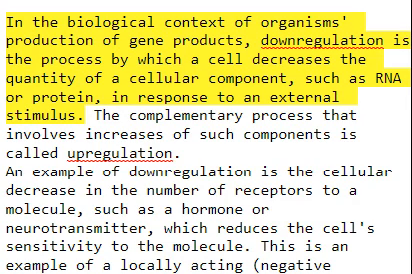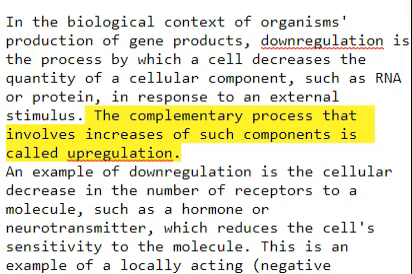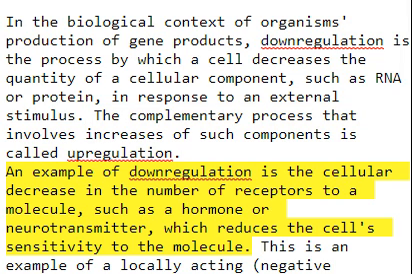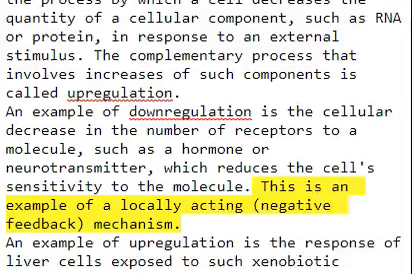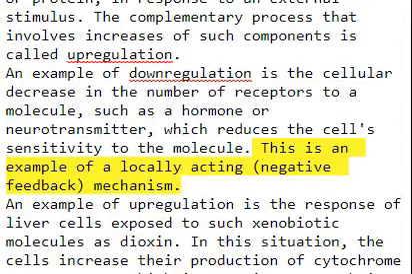Mechanisms by which a cell decreases the quantity of a cellular component, such as RNA or protein, in response to an external stimulus. The complementary process that involves increases of such components is called upregulation. An example of downregulation is the cellular decrease in the number of receptors to a molecule, such as a hormone or neurotransmitter, which reduces the cell sensitivity to the molecule.